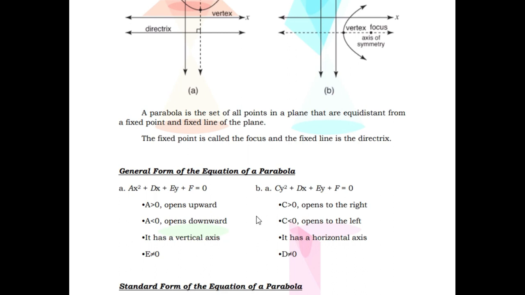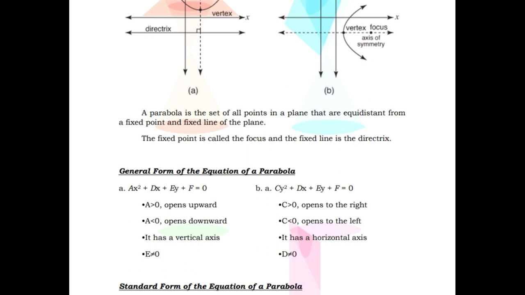So for the next general form of equation, we have cy squared plus dx plus ey plus f equals 0. When c is greater than 0, or when c is a positive number, the parabola opens to the right. While if c is less than 0, or is a negative number, the parabola opens to the left. And this parabola has a horizontal axis, and d must not be equal to 0.